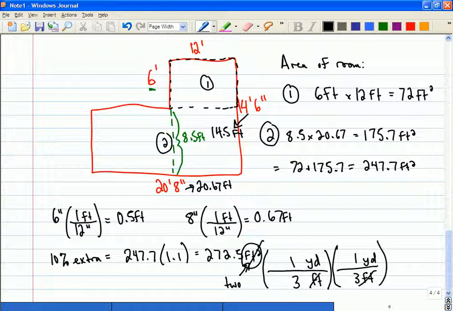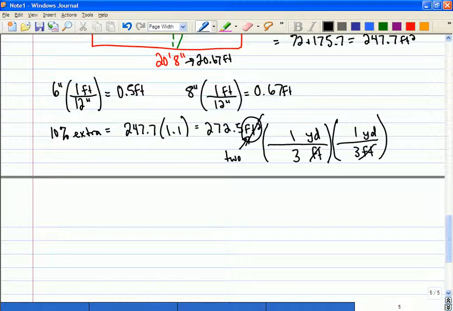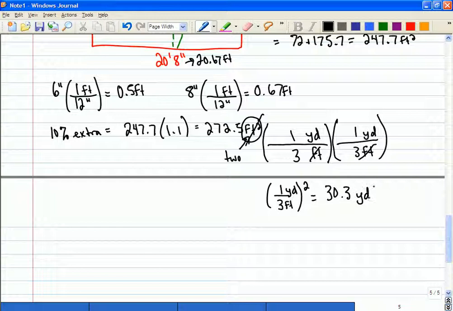And remember when we talked about the scale factor, this would be the same thing as doing 1/3 with feet and yards, and then squaring it because I'm calculating area. So you could also do that instead of the multiplication twice. It's going to be the same thing. 272.5 divided by 9 is about 30.3 yards squared.